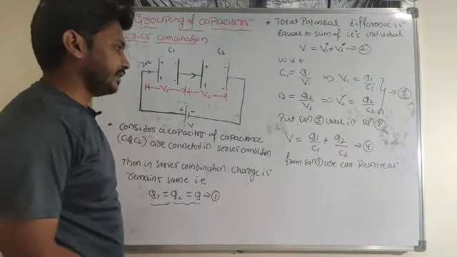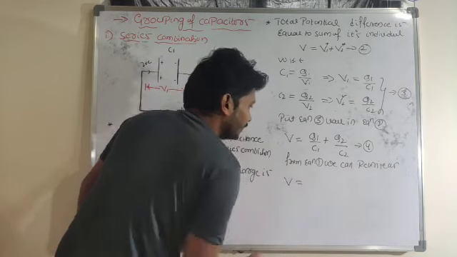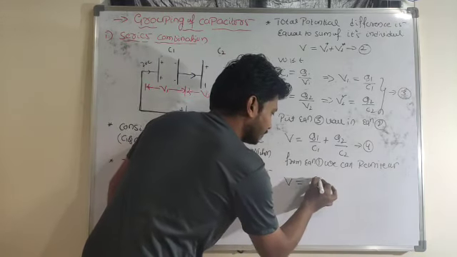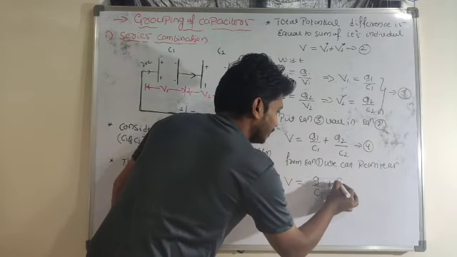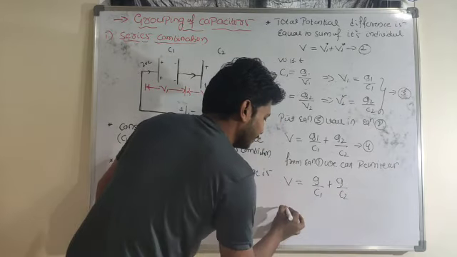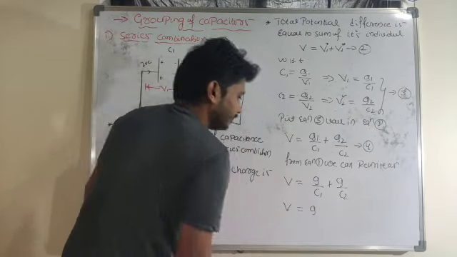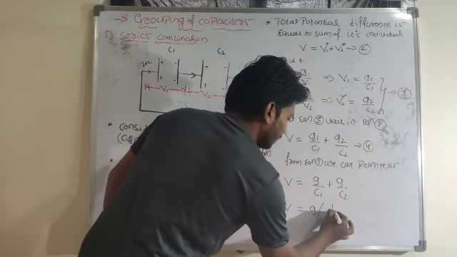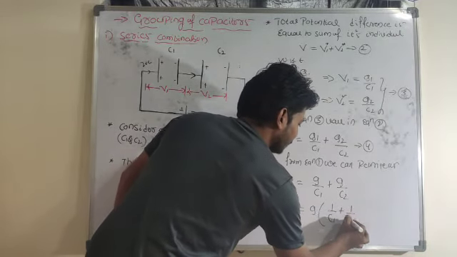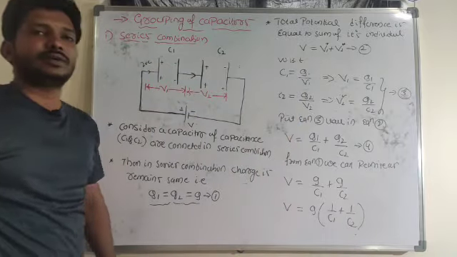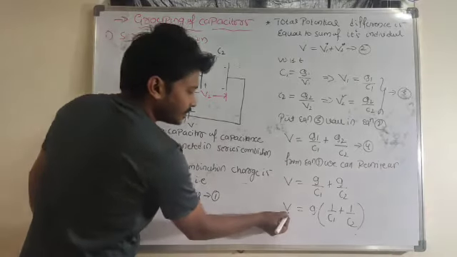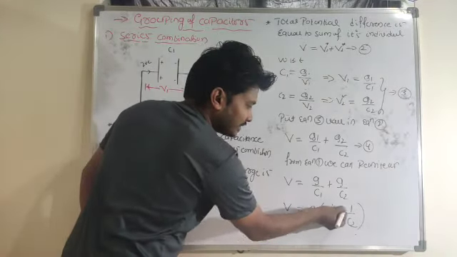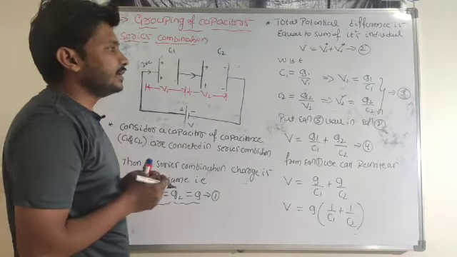So I will rewrite this equation. V is equal to what? Q by C1 plus Q by C2. So Q I will take as common: 1 by C1 plus 1 by C2. So what is the equation here? V is equal to Q into (1 by C1 plus 1 by C2).